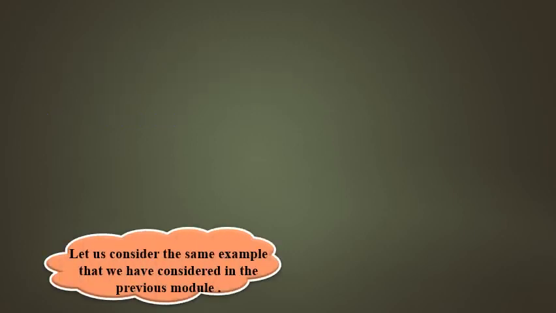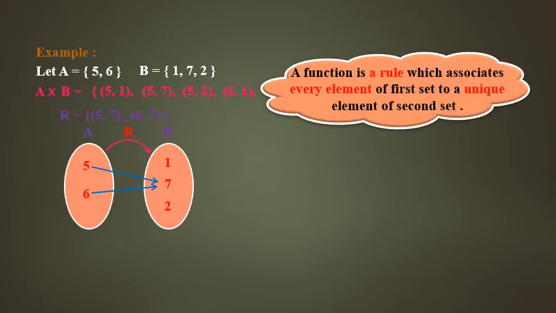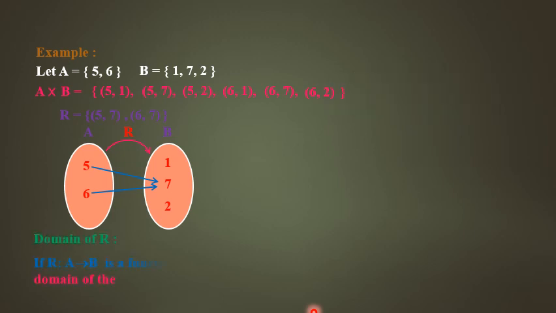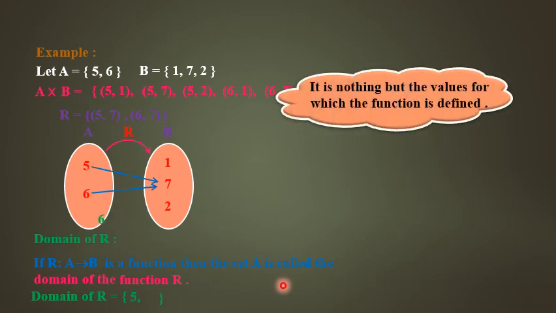Let's consider the same example that we considered in the previous module. Now see this one: 5 and 6 are connected with the same 7. Now, what is the domain of the function here? Domain is nothing but all the first set elements. If R is a function from A to B, then the set A is called the domain of the function R. So the domain for this case is 5 and 6.